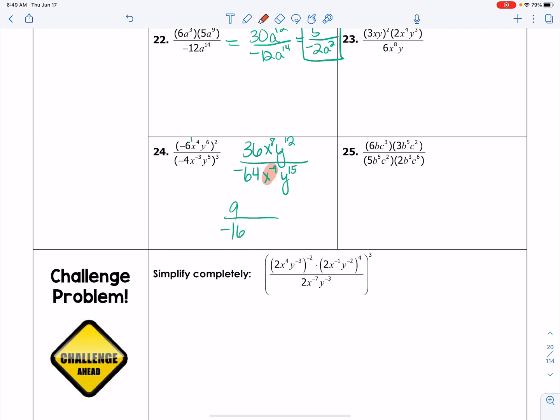This is negative, so it's going to move up to the top, and you have x to the 8th already there, so that's going to give you x to the 17th, and then your y's, the bigger one is on the bottom, y to the 3rd on the bottom.